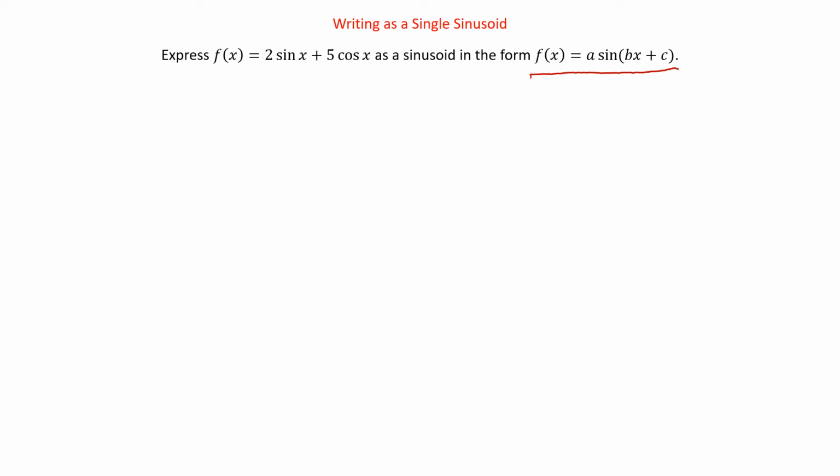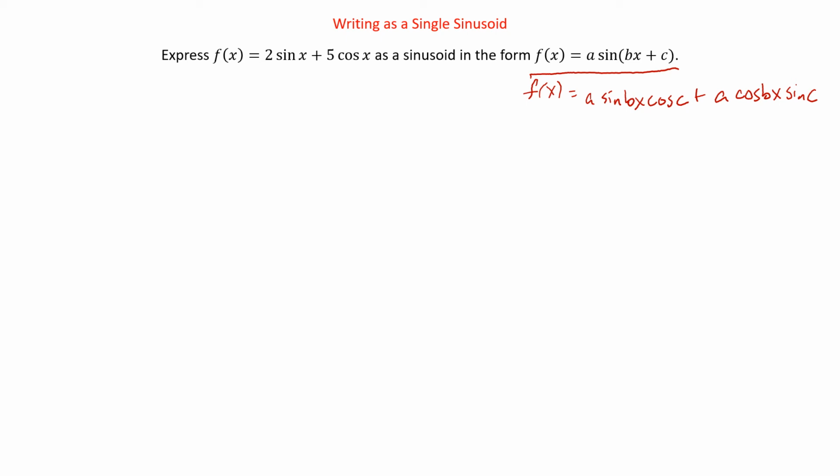Express 2 sine x plus 5 cosine x as a sinusoid in the form f of x equals a sine bx plus c. So the first thing we would want to do is actually split this up because the function is split up. So using our sine addition, we have a times sine bx cosine c plus a cosine bx sine c. So notice that a distributed to both of them because it would have been parentheses.